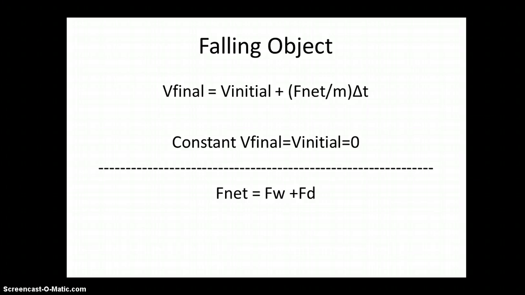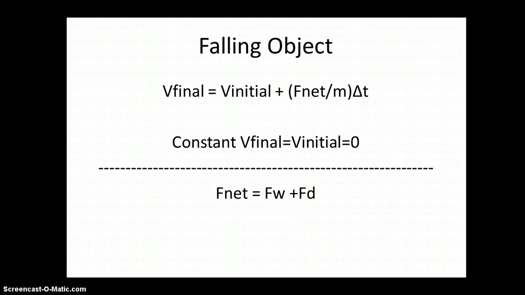From the previous lab, we discussed Newton's second law, which stated that velocity final equals velocity initial plus net force over mass of the object times the change in time. And when an object is in constant motion, the final velocity and the initial velocity are equal.